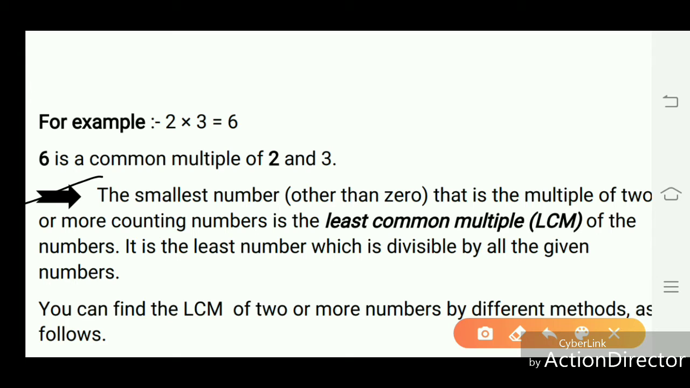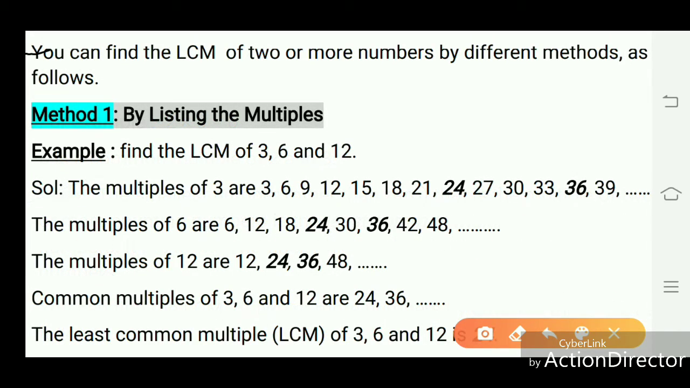The smallest number other than 0 that is a multiple of 2 or more counting numbers is the least common multiple, LCM, of the numbers. It is the least number which is divisible by all the given numbers. You can find the LCM of 2 or more numbers by different methods. Students, here we discuss the main 3 methods which help us find the LCM of 2 or more numbers.